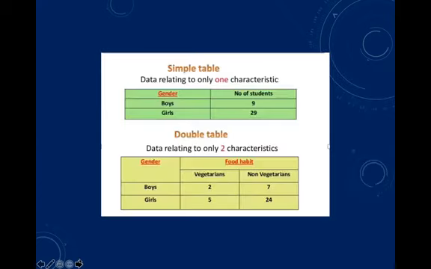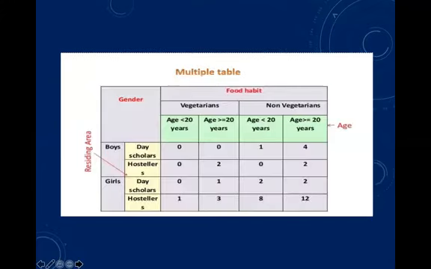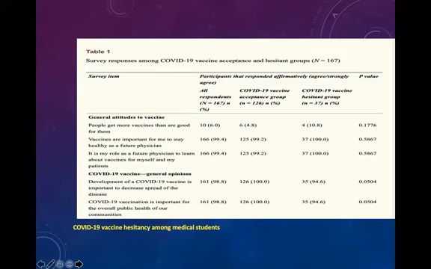These are examples of tables. It can either be a simple table with just one characteristic, meaning gender is the characteristic being illustrated in this table. Double table with two characteristics, meaning the gender and the food habit. This is a triple table with three characteristics such as gender, food habit, and age, as well as multiple table with gender, food habit, age, and residence. This is an example of a multiple table.